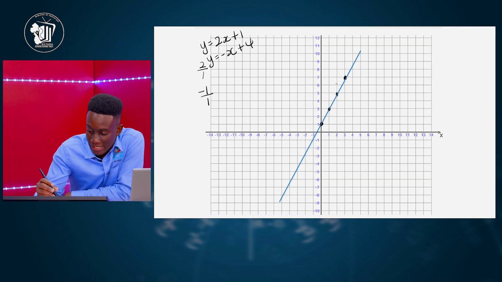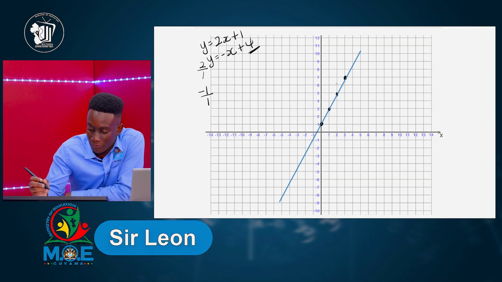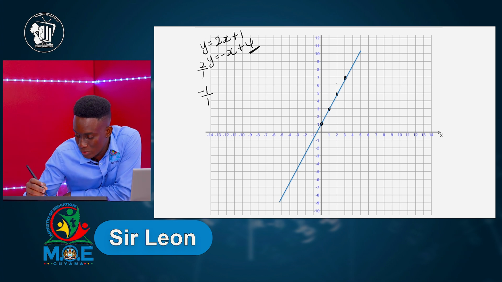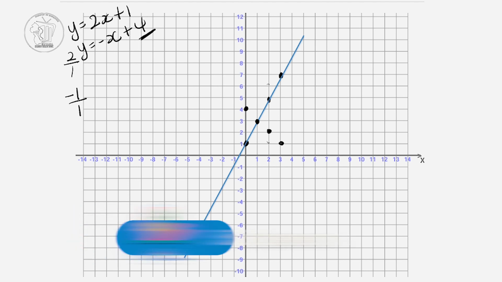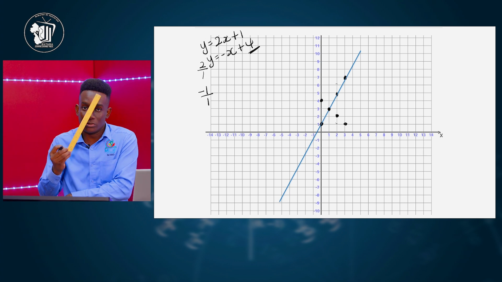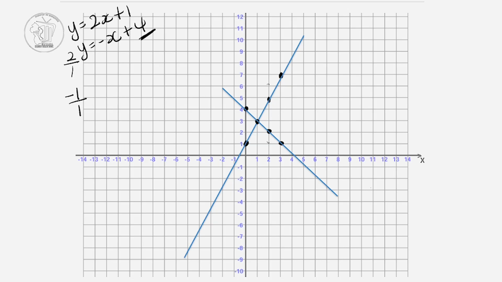We need a point to start at, so we start at the y-intercept, 4. Then we use the gradient to find the other points. It's negative 1, so we go down 1 and across 1, and here is the other point. We go down 1 and across 1 again, here is another point, and once more down 1 and across 1 for another point. Then we use our ruler to connect the points, and here we have our two lines.